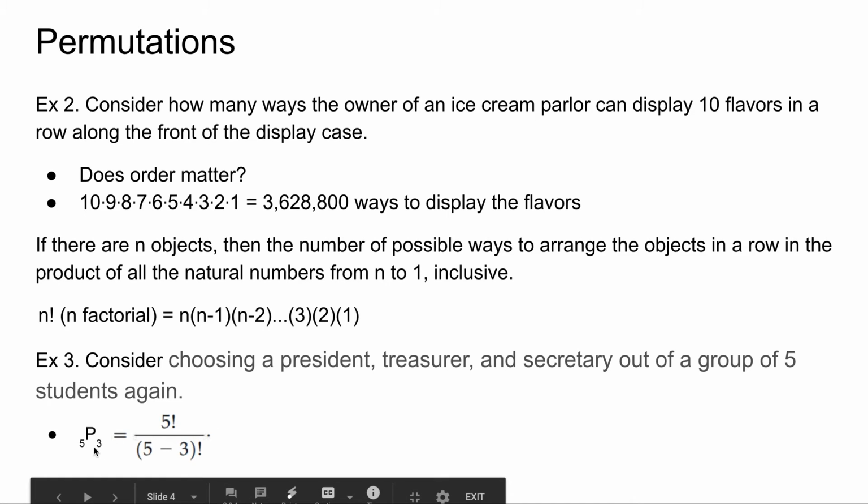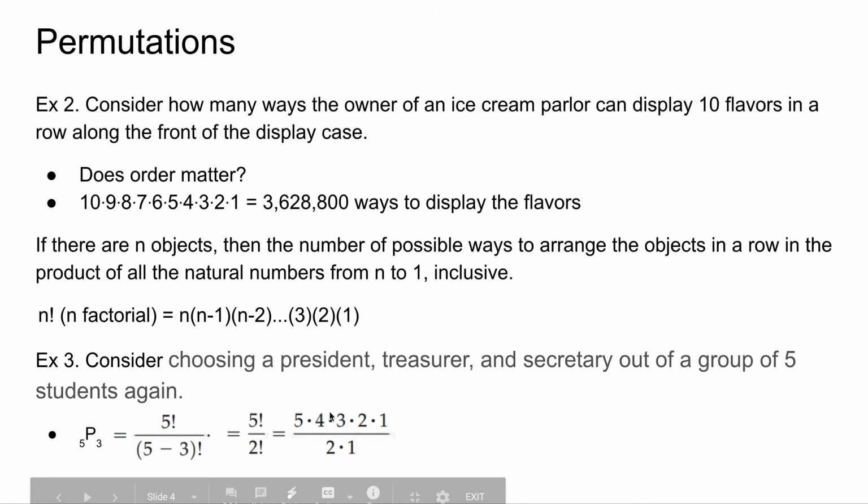This is how you do it. 5 factorial over 5 minus 3 factorial. If you calculate that, this is 5 factorial and the denominator will be 5 minus 3, which is 2 factorial, right? So 5 factorial over 2 factorial. What's 5 factorial? 5 times 4 times 3 times 2 times 1 over 2 factorial, 2 times 1. And you can see that you can cancel these two out, leaving only 5 times 4 times 3. That's exactly the same as when we used the fundamental counting theorem in the previous example, right?